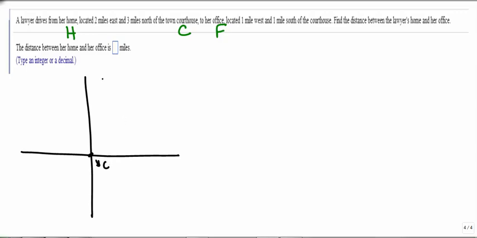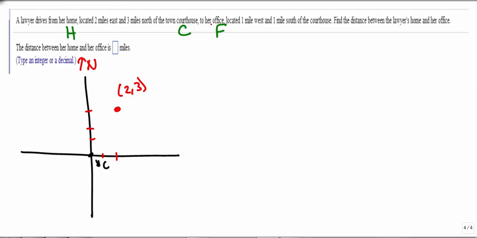It says a lawyer drives from her home, which is located 2 miles east. Well, if you think about our compass here, north will head toward the top. So 2 miles east would be 2 units to the east and 3 miles north. 1, 2, 3. Not necessarily to scale here. But this is the ordered pair 2, 3 then.